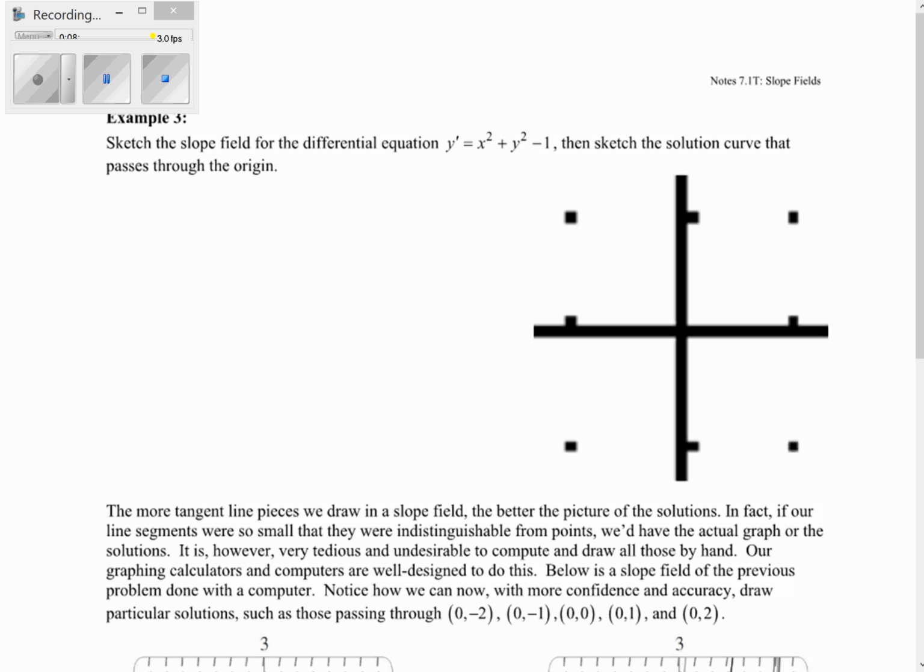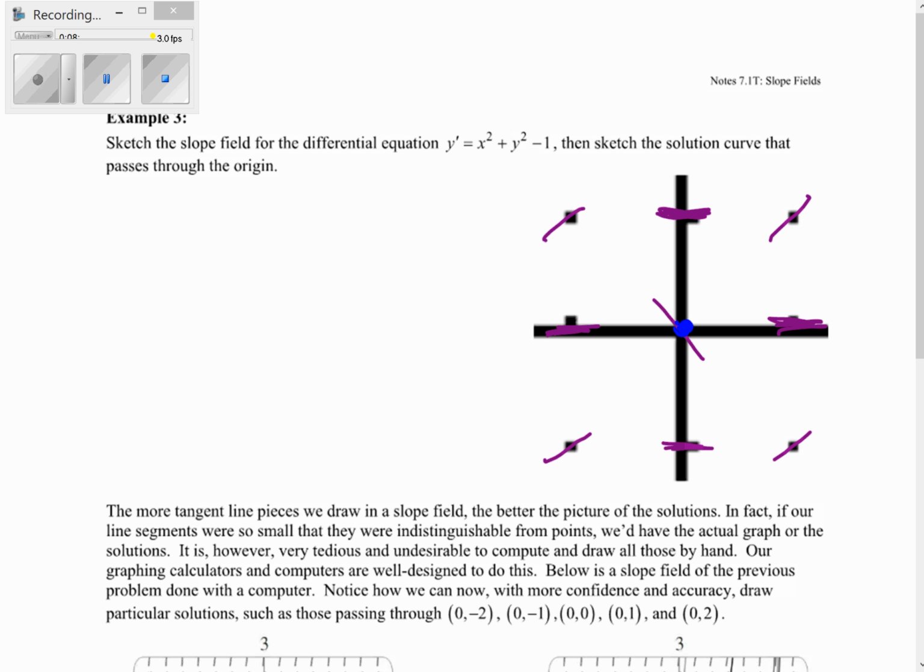So plug these in. You plug in 0, 0, you get negative 1. If you plug in 1, 1, we're going to get a slope of 0. Let's talk about that one. That'll be easier. How about 1, 0? Same thing. 0, negative 1. And negative 1, 0. Those are easy. If you plug in 1, 1, you're going to get a slope of 1. Great. All right, then sketch the solution curve that passes through the origin.